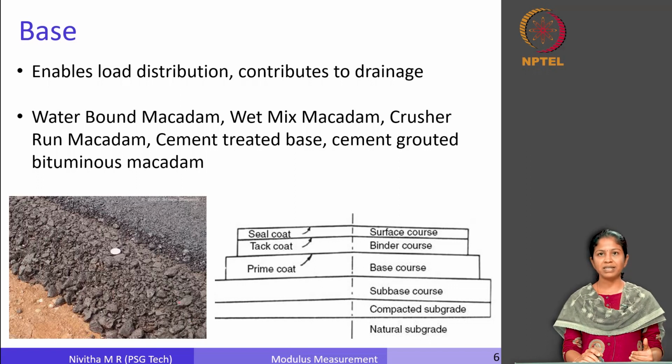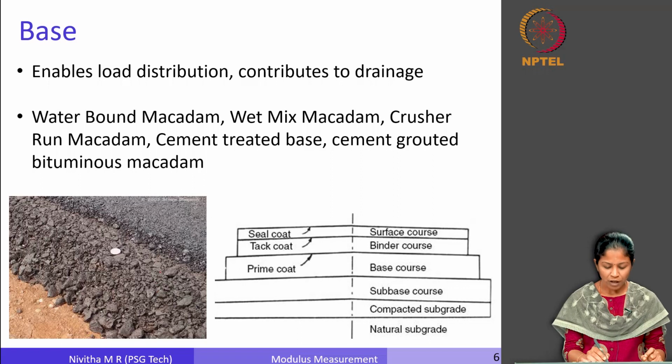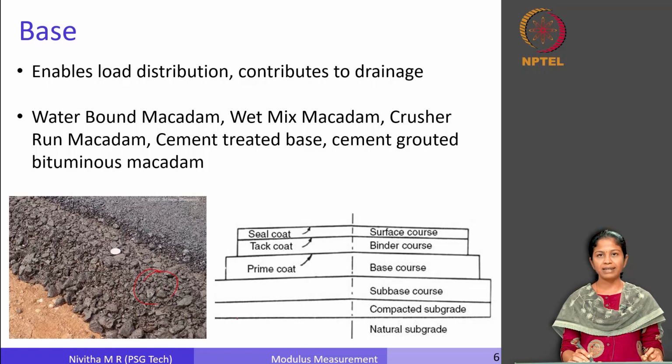The next layer is the base layer. Again, the functions of this base layer are to enable load distribution and also contribute to drainage. The typical base layers are water bound macadam, wet mix macadam, crusher run macadam, cement treated base, or cement grouted bituminous macadam also. These are some of the options which you have for a base layer. If you look at what it is composed of, you can see here it is granular material again. It has quite large aggregates here, but it is again granular in nature.